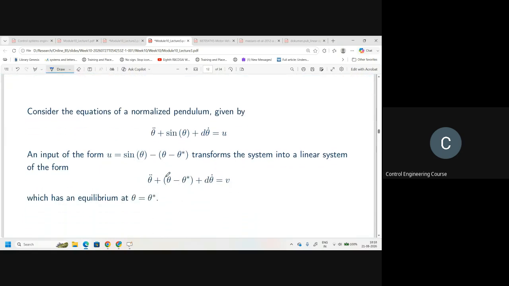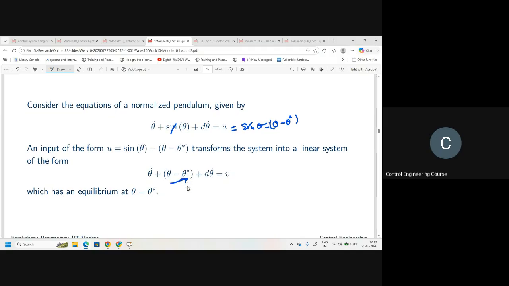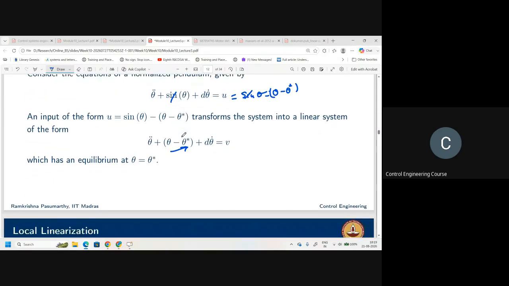Similarly, for the pendulum case, if we choose an input u of the form like this, then sine u, that means if you substitute here, then sine theta minus theta star, this gets cancelled, right? So you will find some linearized equation here. This is also a way we can do. This is called feedback linearization. You are finding an input u that cancels out the nonlinear terms in the given system. So this is another approach we will follow.